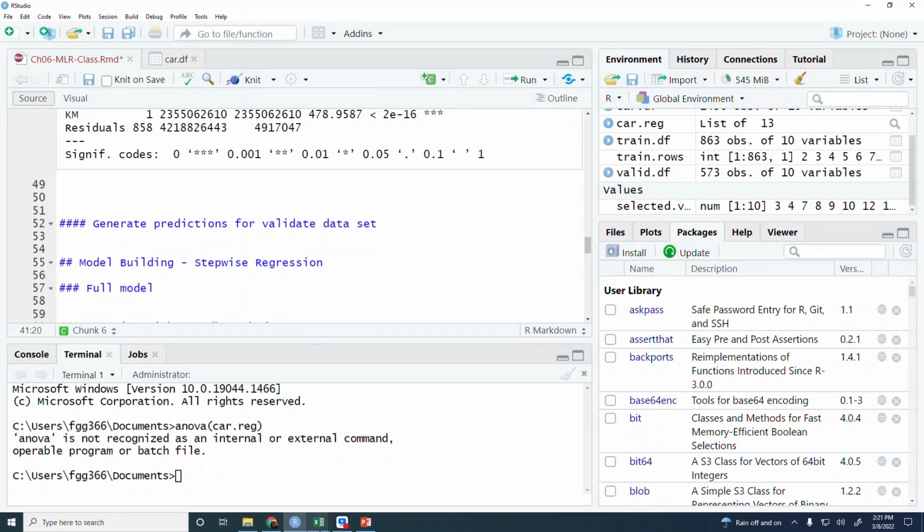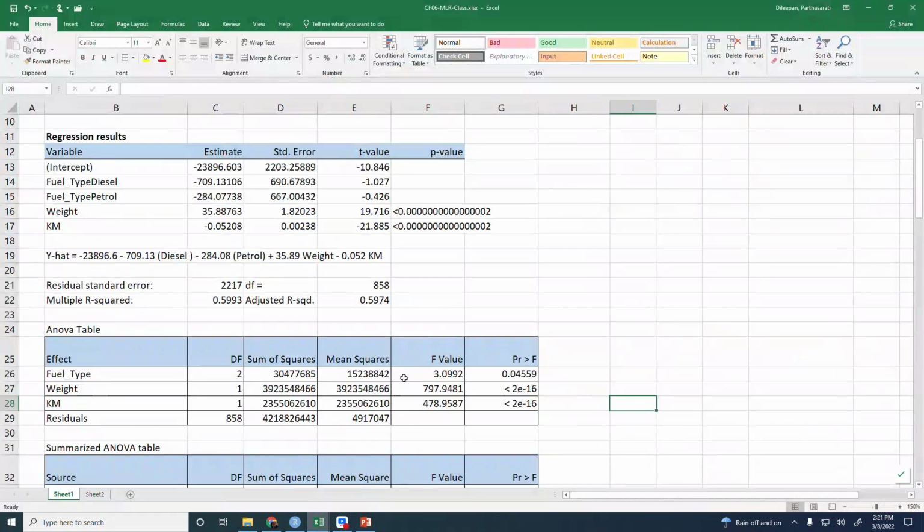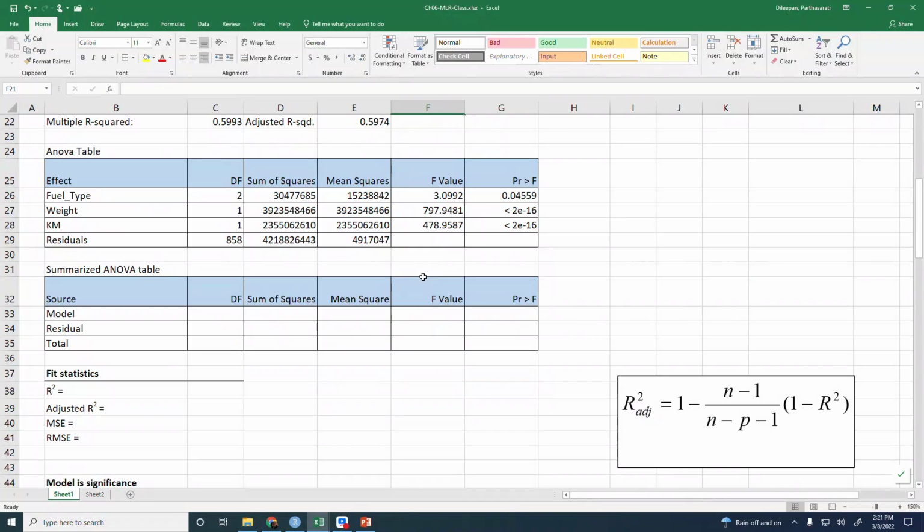Okay, and so the fuel type is also significant. Now we can combine all of this into a summarized ANOVA table. Residual is exactly the same as here, so there is no change there. We can just copy it straight down from there.